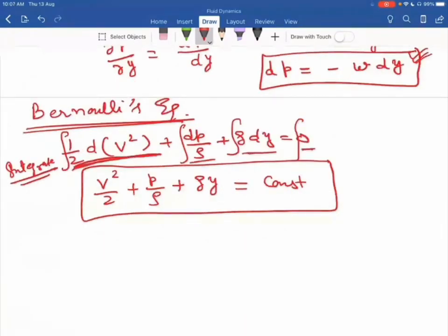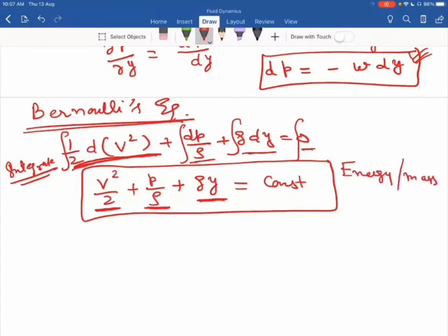Each term represents energy per unit mass. That means the first term gives us the kinetic energy per unit mass, that is v²/2. p/ρ is the pressure energy per unit mass. And third is the potential energy per unit mass. So in this equation, each term gives us energy per unit mass.